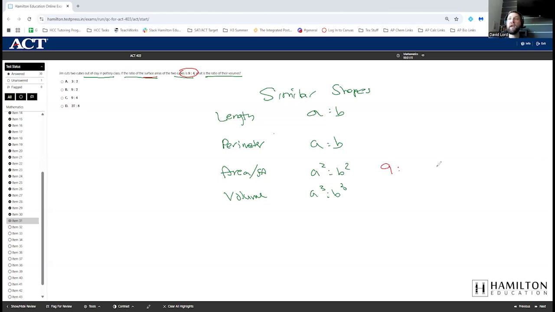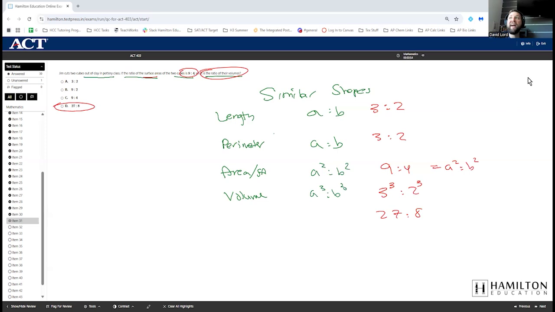Well, that's supposed to be A squared to B squared. So I could square root both of them, and that would give me the length is 3:2, and the perimeter is 3:2. But we wanted to find the volume. So then we need to cube it. And we get 27/8, which is why the answer is D.